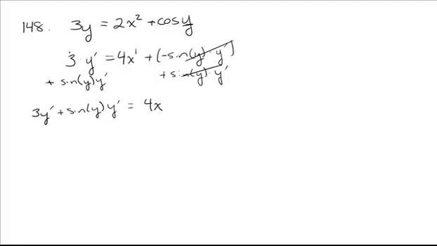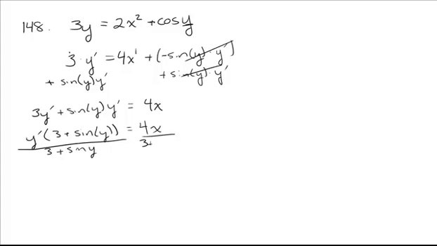But here's the advantage of doing this. Now I can factor out the y prime on the left-hand side. y prime times 3 plus sine of y equals 4x. And I will divide both sides by 3 plus sine of y. That gives me my y prime: 4x over 3 plus sine of y.